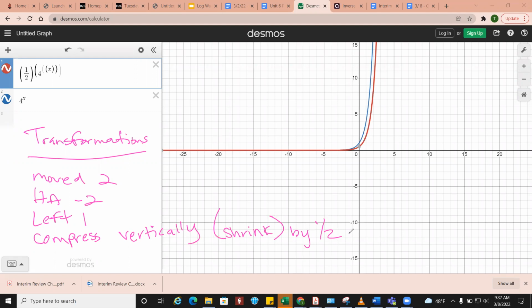So when you're graphing those equations, I really want you to make a connection between the transformations.